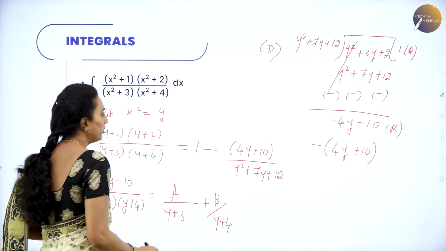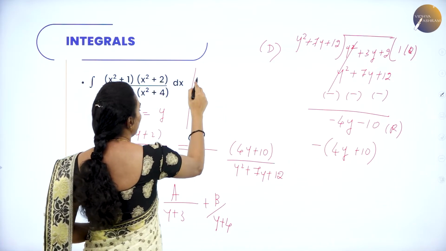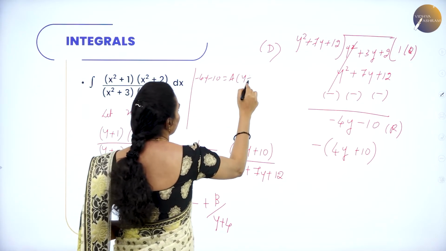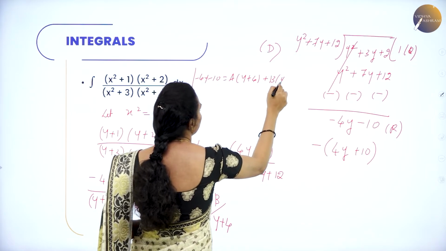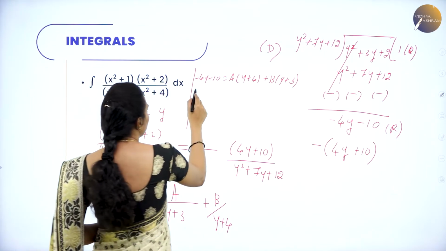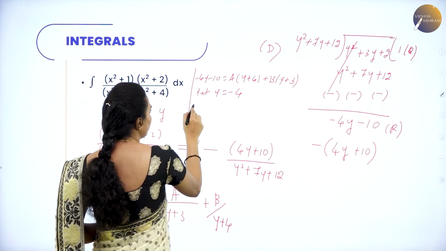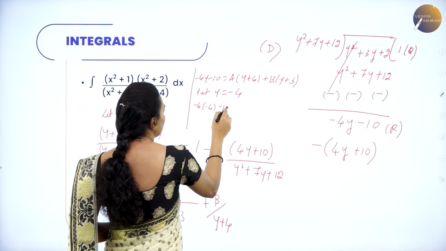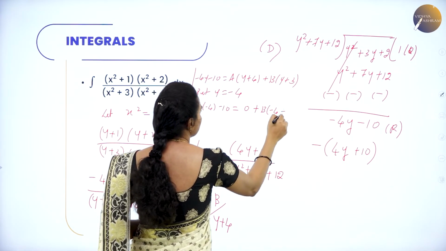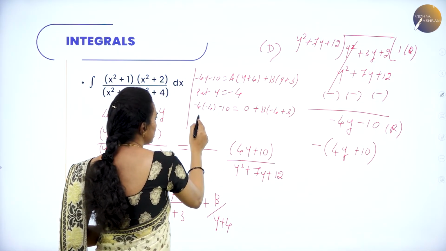Now multiplying throughout, I am going to get minus 4y minus 10 is equal to a into y plus 4 plus b into y plus 3, right? Now substituting y is equal to minus 4, what are you going to get? Put y is equal to minus 4. So a term will get cancelled: minus 4 into minus 4 minus 10 is equal to, this will become 0 plus b into minus 4 plus 3. So what happens to this condition? Minus 4 4s are 16.